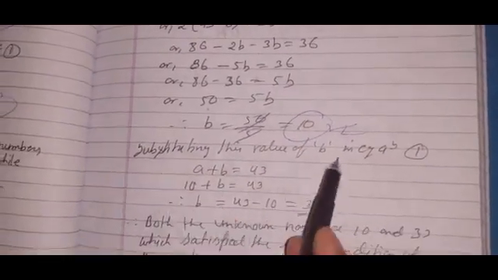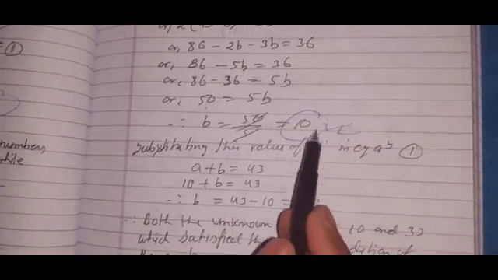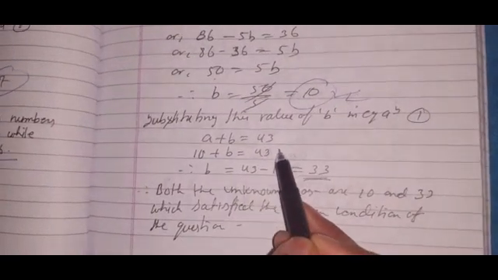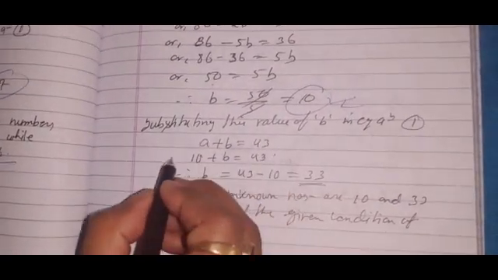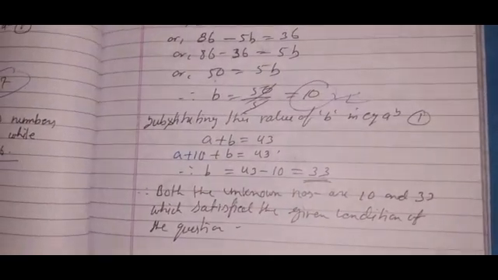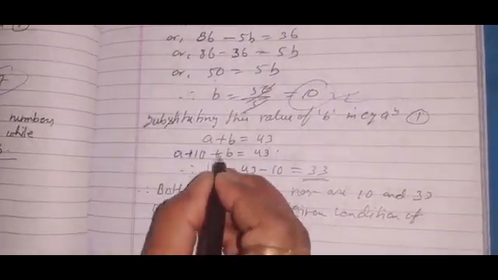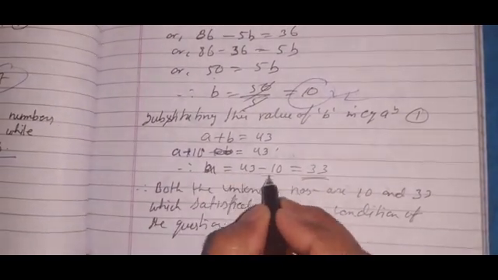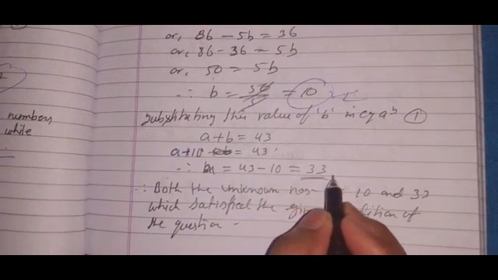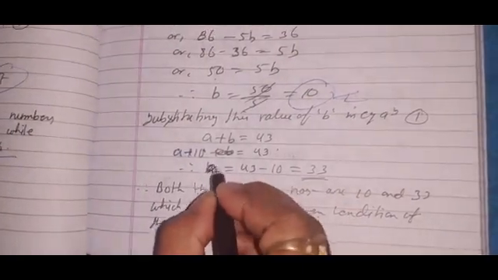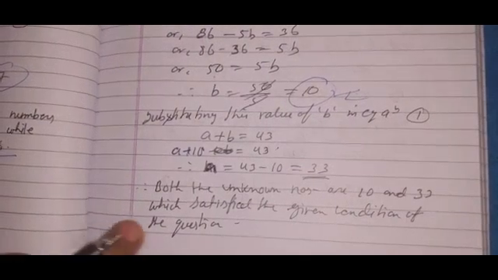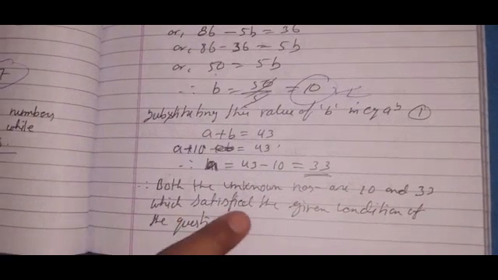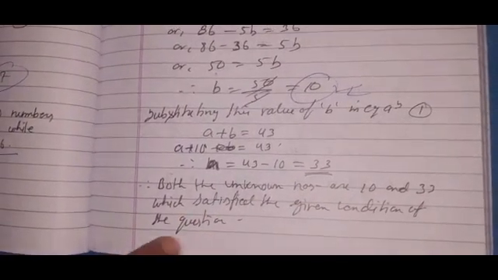Now substituting this value of b in any of the original equations, because we got the real value, we can choose any equation. So a plus b is 43. Actually this is a plus b is equal to 43, not b. The value of b I have kept here. So a is equal to what? 43 minus 10, that is 33. At last, because this is a word problem, we end the answer with the statement: both the unknown numbers are 10 and 33, which satisfy the given conditions of the question.